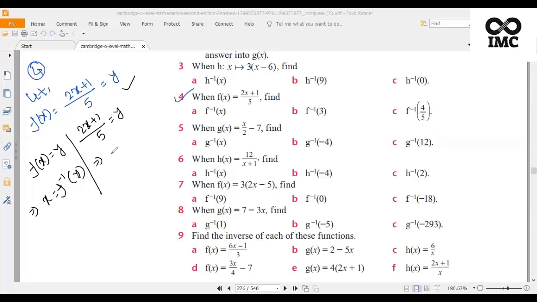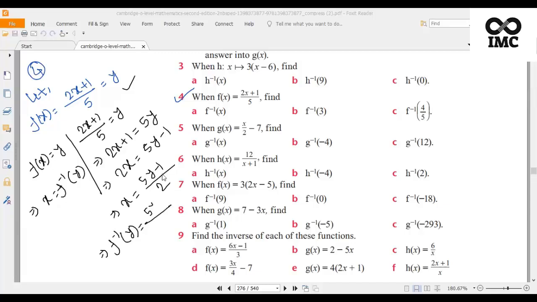Here we can find out x in this way. 2x plus 1 can be written as 5 into y. Or 2x equal to 5y minus 1. Then the value of x will be (5y minus 1) by 2. So if we compare these two equations here, then instead of x, we can put f inverse y. So here f inverse y will be (5y minus 1) by 2. But we need to find out f inverse x. So instead of y, we will put x. So it will be (5x minus 1) by 2.